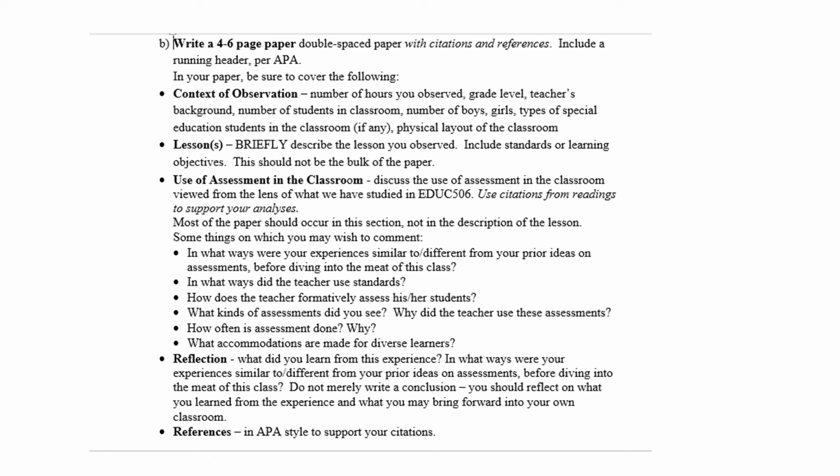So what should the parts of the paper be? First of all, it's going to be 4 to 6 pages, double spaced, with citations and references, usually from your textbook. Use a running header and follow APA style. If you don't know what a running header is, you should Google it.